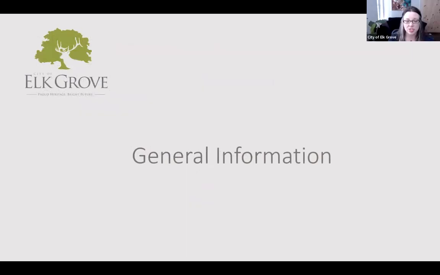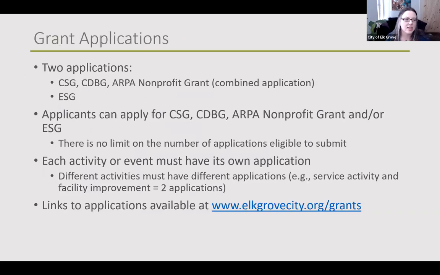Great, so now we're going to talk about some general information about the grants. There are two grant applications that you can apply for: the community service grant, community development block grant, and the ARPA nonprofit grant. We lump all of those into one application. So organizations can apply for more than one funding stream for a specific project or activity, or they can apply for just one. And then we have the event sponsorship grant. All of our questions for the first three programs are the same, and it's in one application. Applicants can apply under CSG, CDBG, ARPA, and/or event sponsorship.